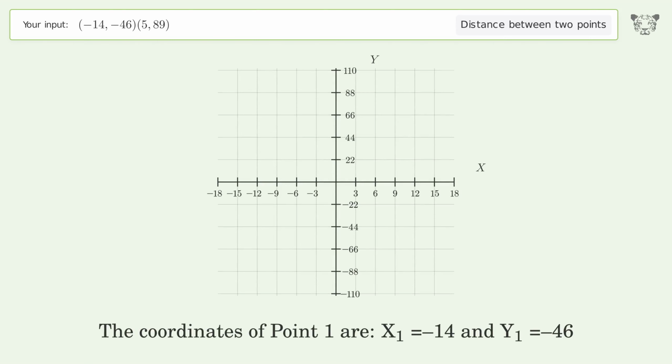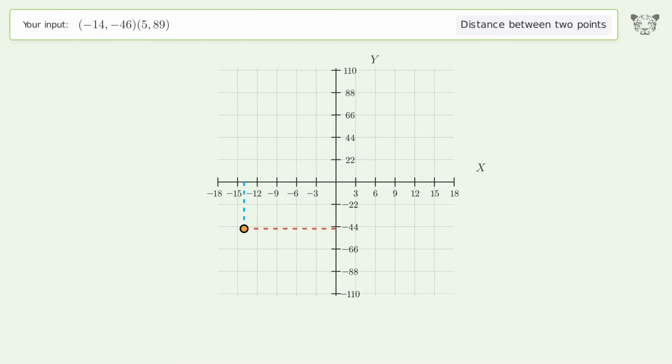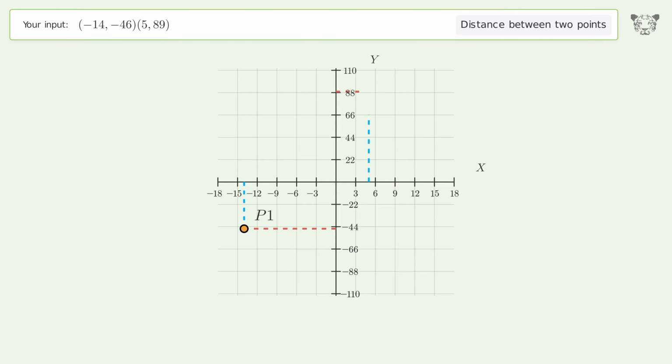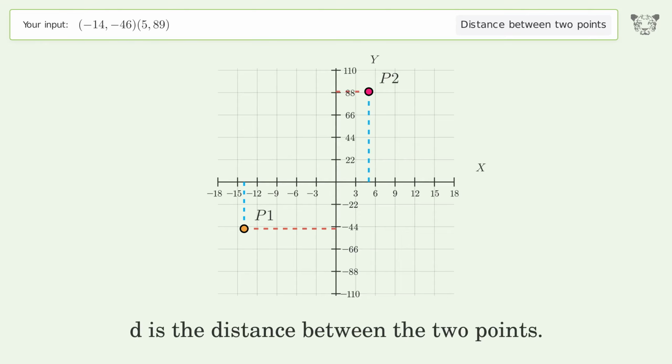The coordinates of point 1 are x1 equals -14 and y1 equals -46. The coordinates of point 2 are x2 equals 5 and y2 equals 89. D is the distance between the 2 points.